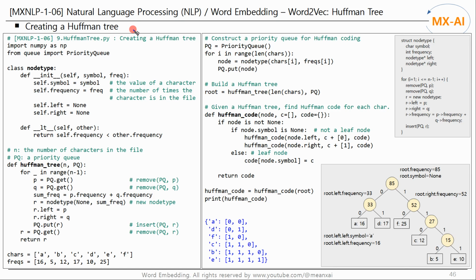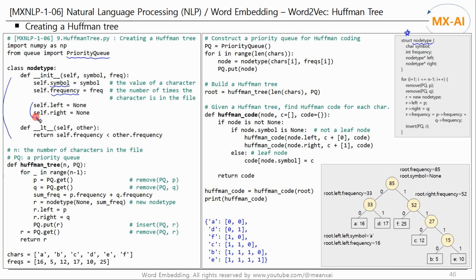Next, let's write the Python code to create a Huffman tree. We use Python's priority queue class to implement an ascending order priority queue for Huffman coding. Let's implement the pseudocode we looked at in the previous slide in Python. The user-defined data type on the right, node type, can be written as a Python class as follows. The variable symbol represents each character in the file, and the variable frequency represents the number of times the character appears in the file.